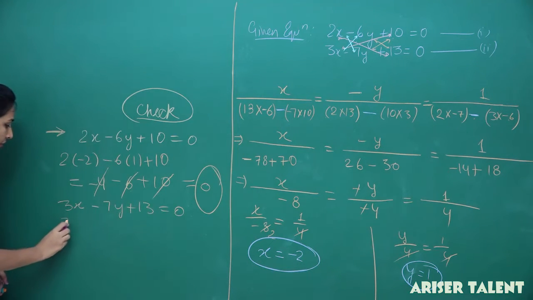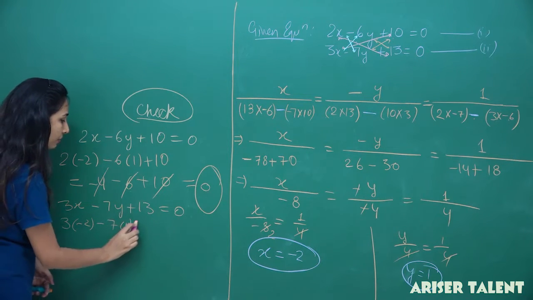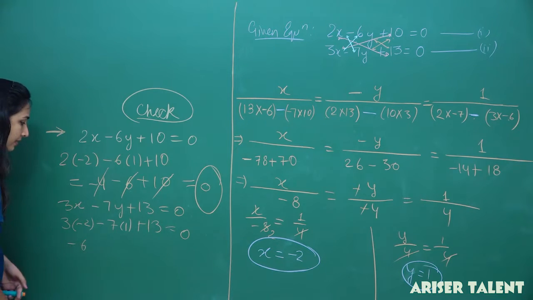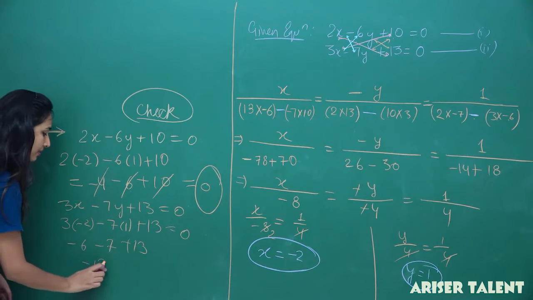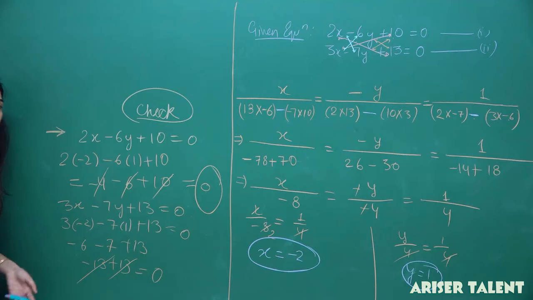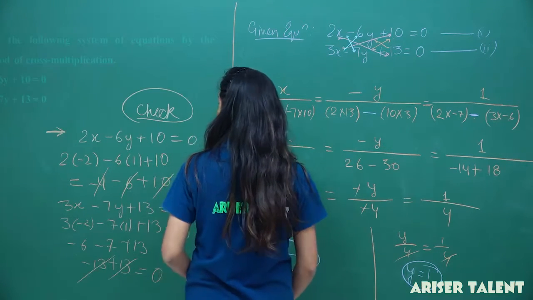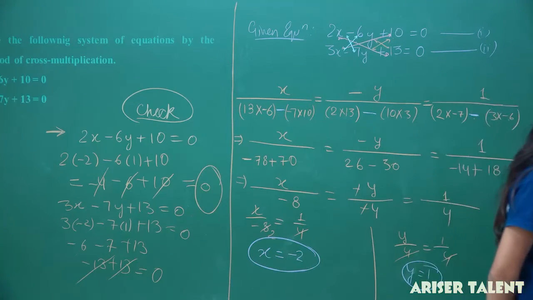What can we write? 3 multiplied by minus 2 minus 7 multiplied by 1 plus 13 equals to 0. Okay, that will be minus 6 minus 7 plus 13. Now minus 6 and minus 7 is minus 13 and plus 13, that will cancel, again equals to 0. So LHS and RHS are the same. So here we have the check and the answer part of this question. Note this, students, so we can move forward.